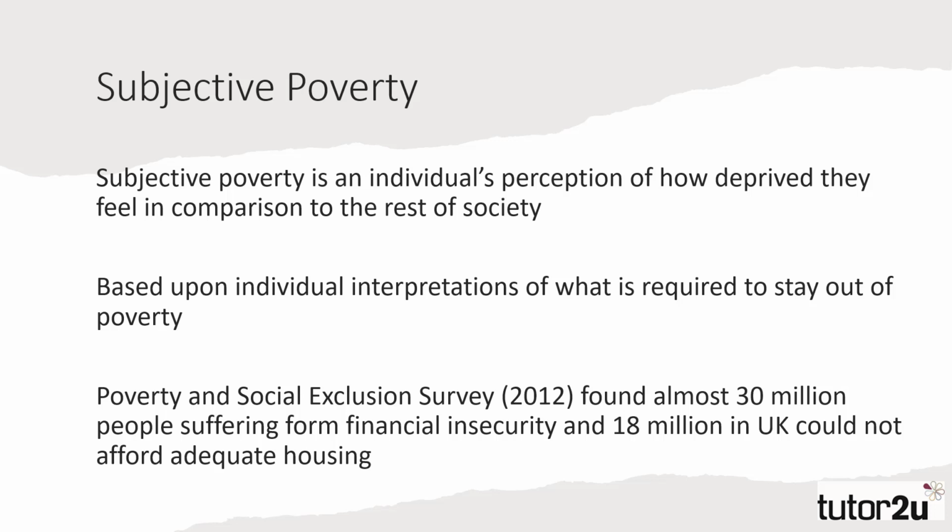For example, in 2012, the Poverty and Social Exclusion Survey found that almost 30 million people in the UK are suffering from financial insecurity, and almost 18 million suggest that they struggle to afford adequate housing. Compared to other poverty figures, this grossly overestimates the scale of poverty in the UK. However, it does highlight the fear of falling into poverty that many people in the UK have, wondering whether they are financially secure, despite earning above the median income.